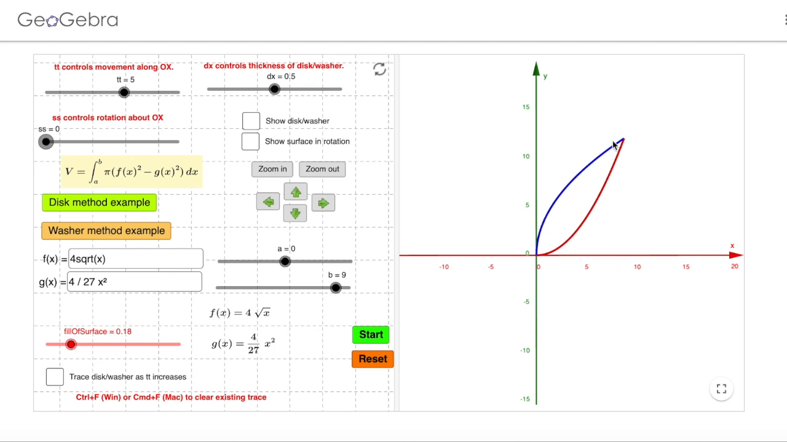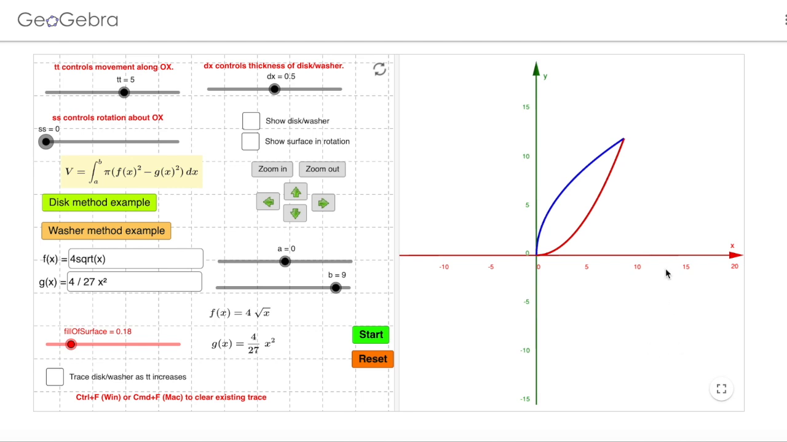But we're going to start right on the GeoGebra here, and here is the graph of 4 square root of x, that's f of x right there, and here is the graph of 4/27 x squared, so a portion of a parabola. They intersect at (9, 12). You can do the math on that if you don't believe me. But we're going to take this region and revolve it around the x-axis.